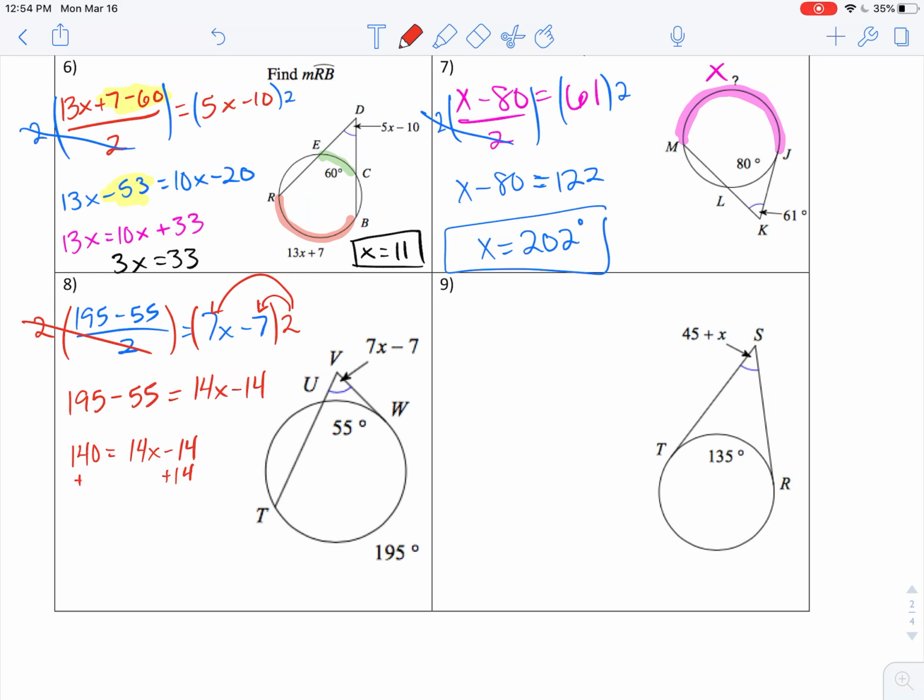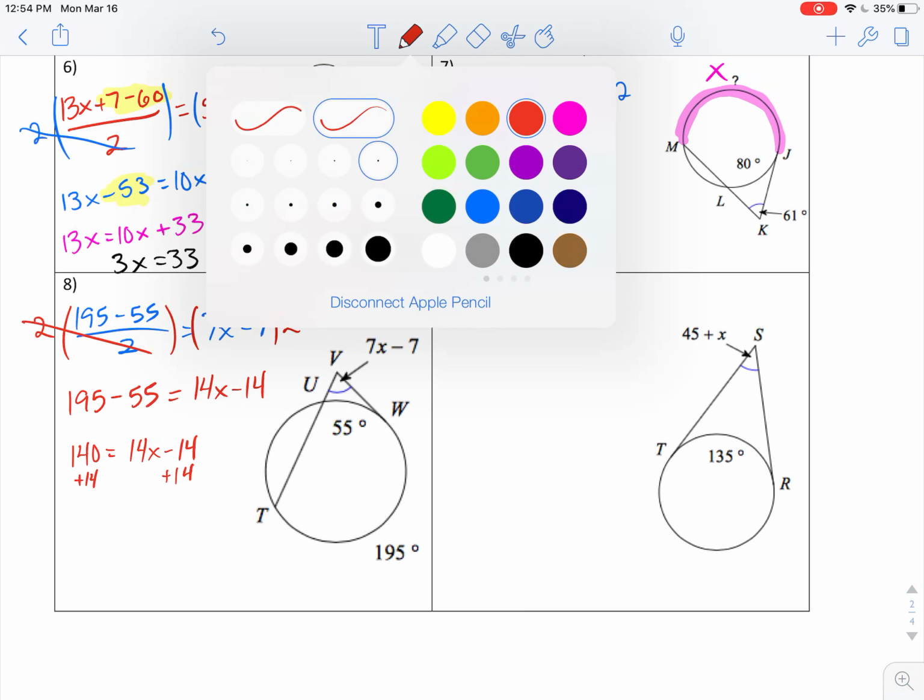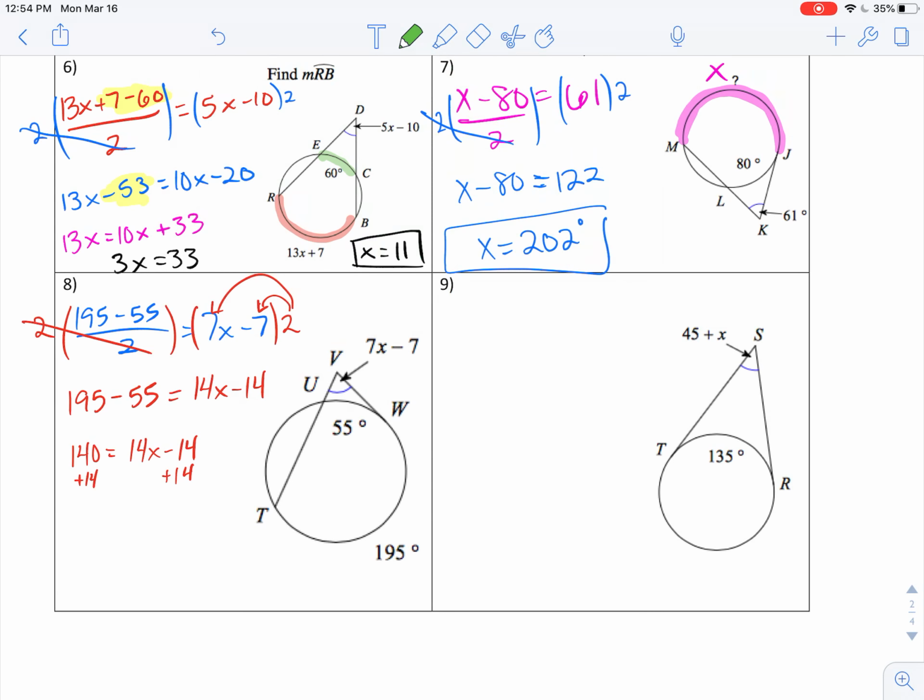So I can add 14. Make this green. 154 equals 14x. That's better. So x must be 11.